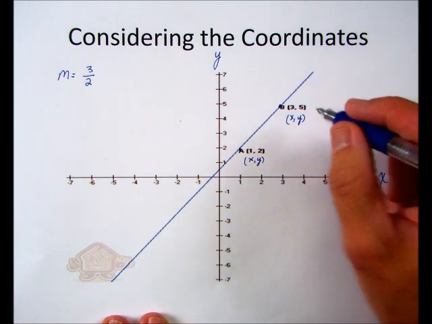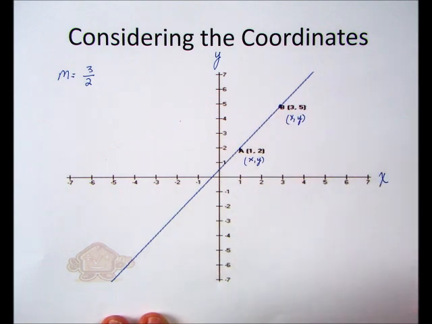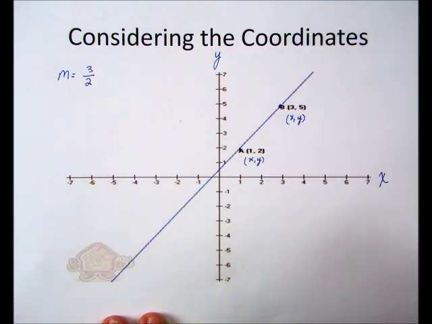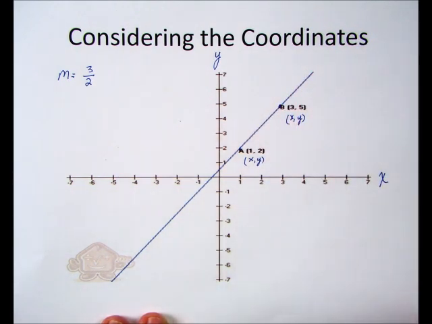The nice thing about this is that if you have the coordinates on a graph, you don't actually have to use your finger to determine the slope. Because if you've got the coordinates, you can actually determine the slope of a line without seeing the points or without even using a graph.